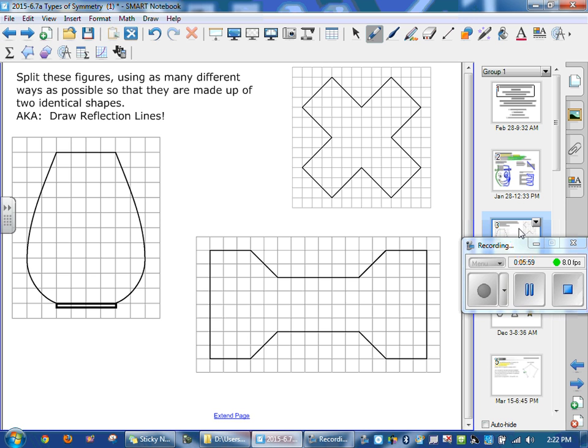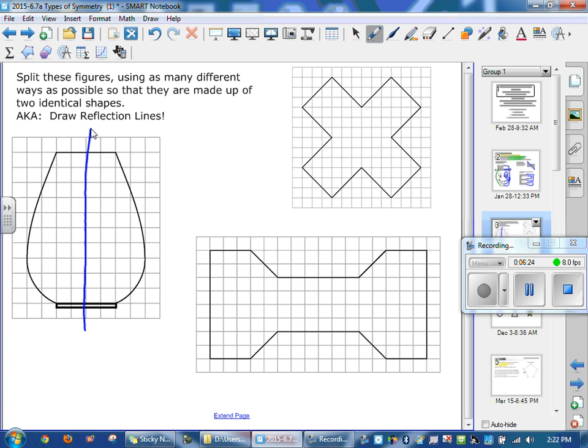Where can we split these ones where it's going to be an exact copy? Right down the middle of this one. Let's draw a line right down the middle of that one. You're absolutely right. Now, is there another way I can cut that one, or is there only one line of symmetry there? There's only one line of symmetry.